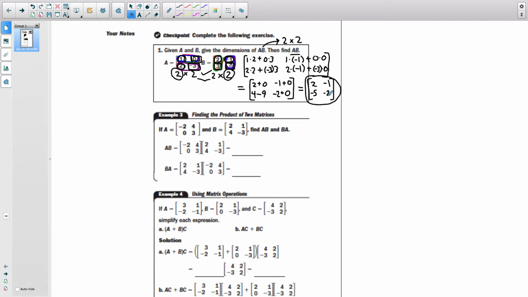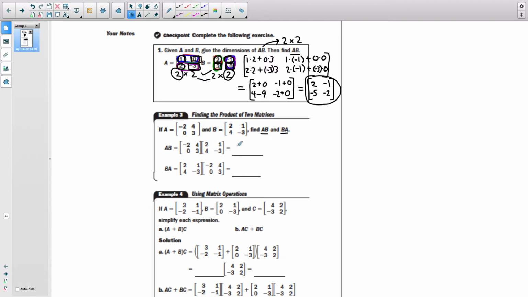All right. So just because I get one answer for A times B does not necessarily mean I will get that same answer for B times A. So we're going to do that for example 3. They give us the matrix A, which is negative 2, 4, 0, 3. And they give us the matrix B, which is 2, 1, 4, negative 3. And then they ask us to find the product AB forwards, and then backwards with B times A.